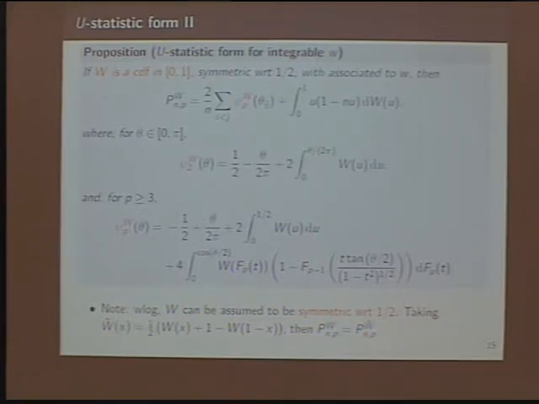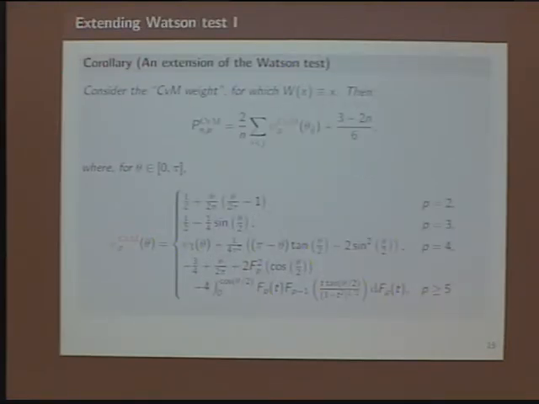An interesting point here is that without loss of generality, you can take W to be symmetric with respect to 1/2. That simplifies some of the computations, because if W is not symmetric, then you can symmetrize it, and the test statistic is exactly the same. All right, so now we have this expression. What's the game? The game is to take W's that are interesting. For example, we can take the one that will be associated with the Cramér-von Mises weight. And then we can work out some analytic expressions.